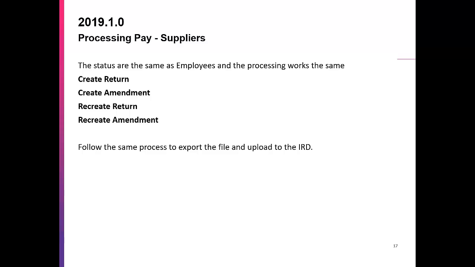So the status is the same. Create the return, create amendment if I need to make a change, recreate the return if there was something wrong and I need to regenerate the file, or recreate the amendment. So if I made an amendment, but again, there was still an error with that file, deleted it, etc., I want to recreate it. And it follows the same process to export that file and to upload it to the Inland Revenue.